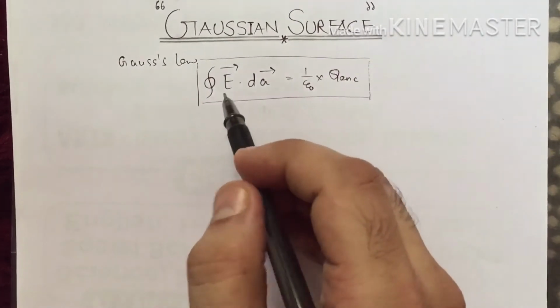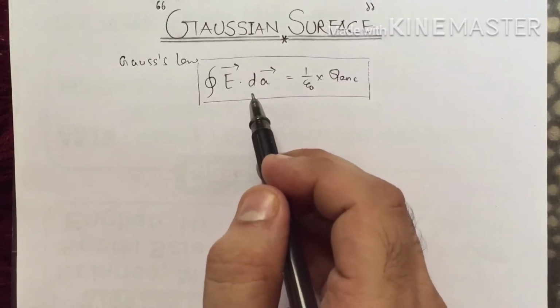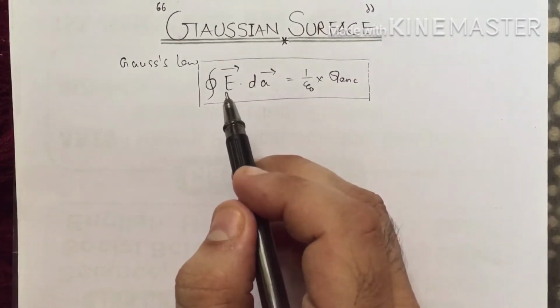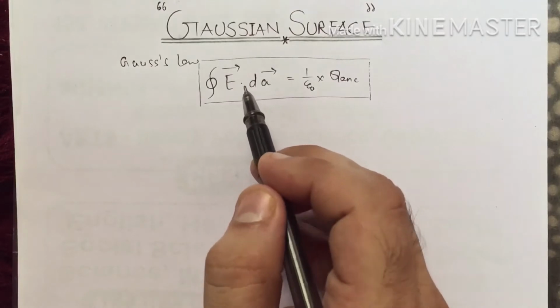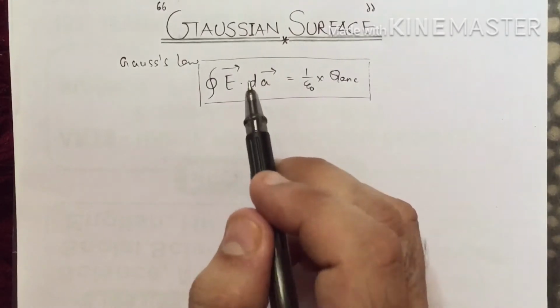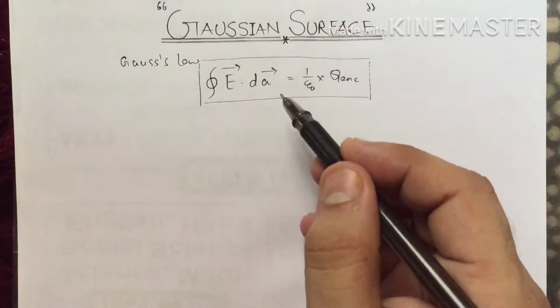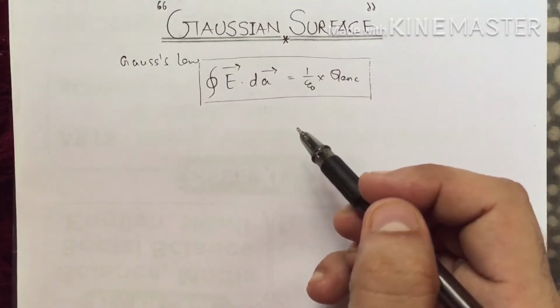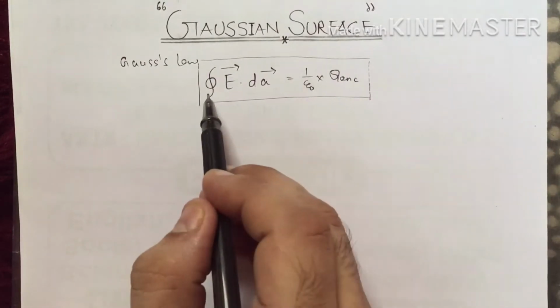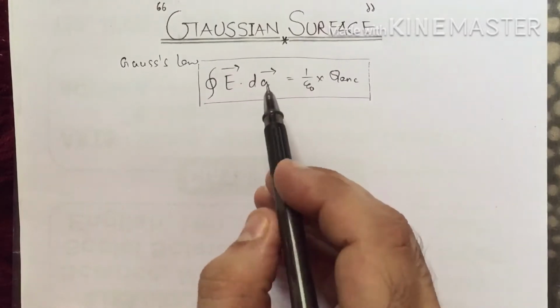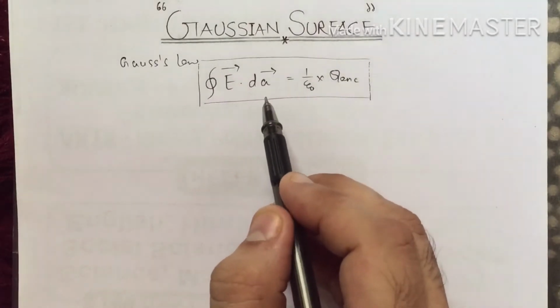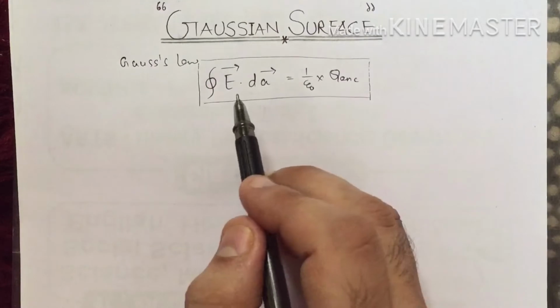Now Gauss law is a very powerful law, and it is the quickest and the easiest way of calculating the electric field only when there is symmetrical distribution of charge. Now Gauss law is always true for any closed surface, but it is not always useful. This thing we have to understand.